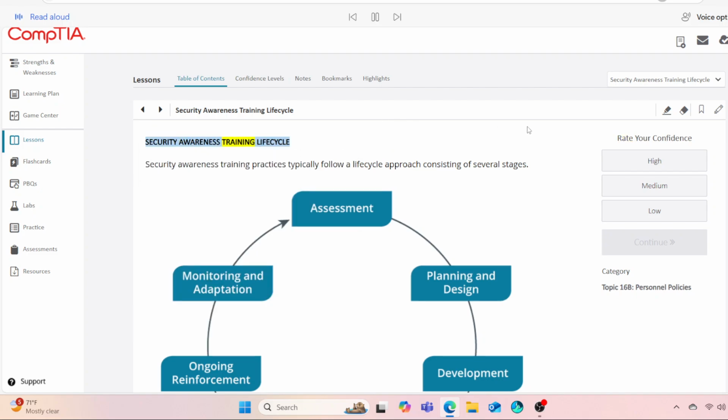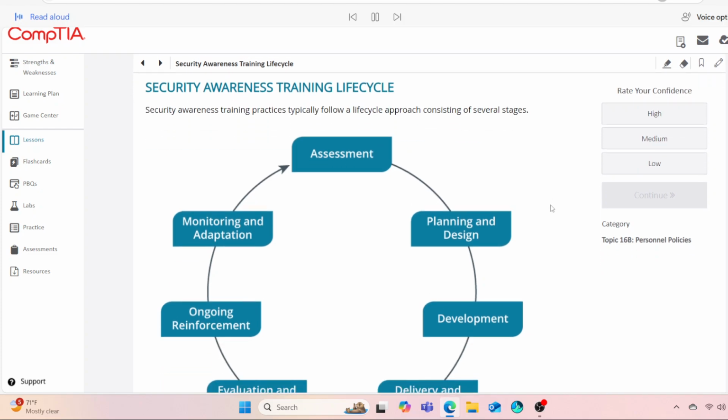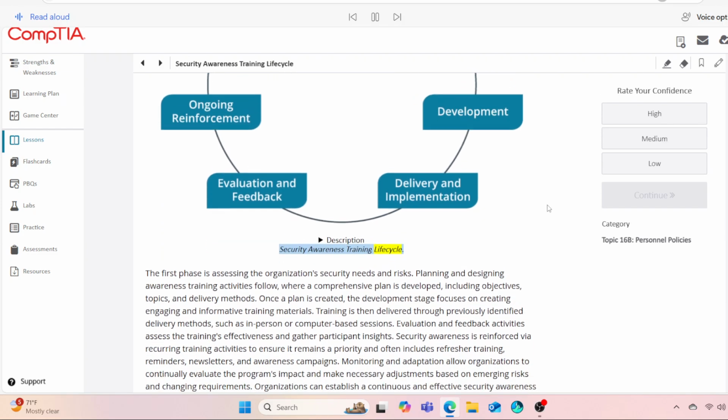Security Awareness Training Lifecycle. Security awareness training practices typically follow a life cycle approach consisting of several stages. The phases are as follows: assessment, planning and design, development, delivery and implementation, evaluation and feedback, ongoing reinforcement, and monitoring and adaptation.